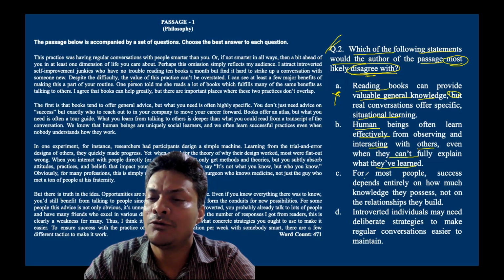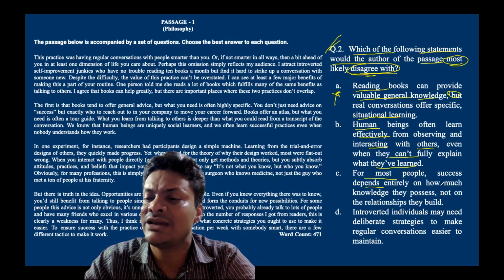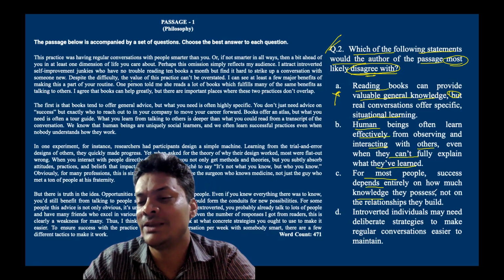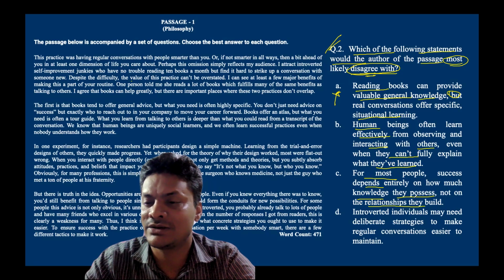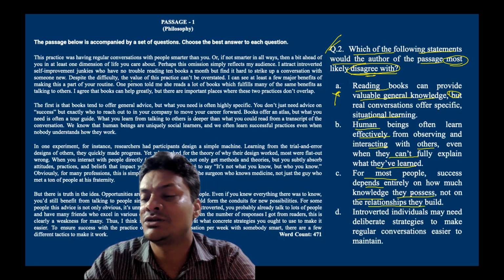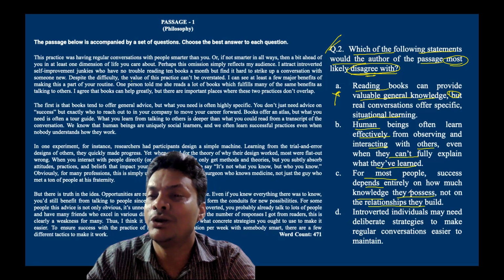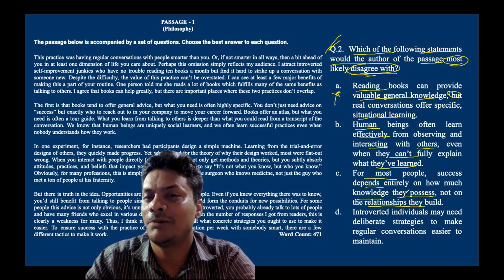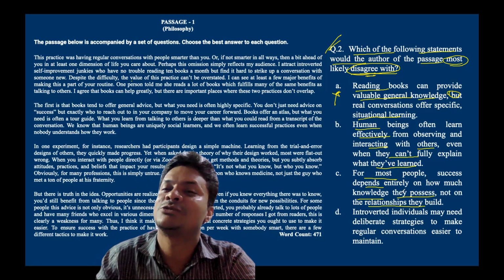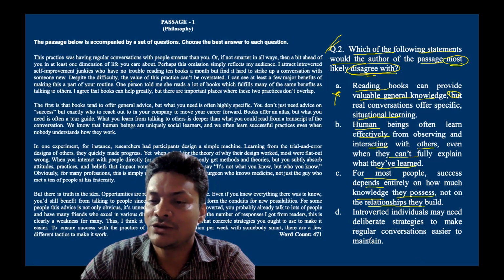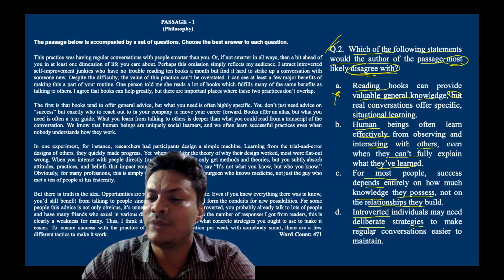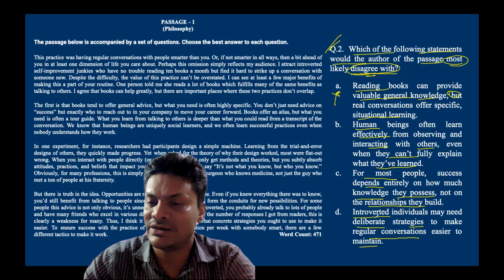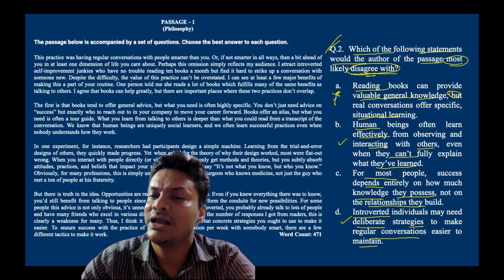Now see, for most people, success depends entirely on how much knowledge they possess, not on the relationships they built, right? In that case, this one is telling that you learn things from the book, not from the outside people, right? Then the next said, introverted individuals possibly need deliberate strategies to make regular conversation easier to maintain. So this is again a kind of suggestion. This is also one of the suggestions in which the author agrees.